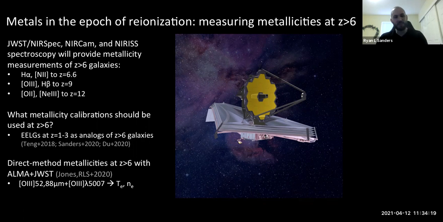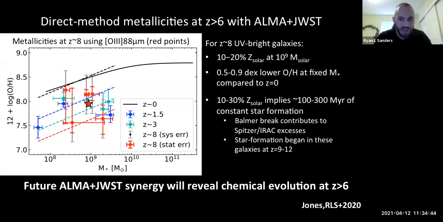But a really exciting prospect is that we can actually do direct temperature-based metallicities at redshift greater than 6 by combining ALMA and JWST. In particular, you can combine this oxygen-3 88 micron line that's been detected for several sources at redshift 6, 7, and 8 with the rest optical oxygen-3 line as measured from James Webb to infer the electron temperature and get these direct method metallicities. And so we wrote a paper on this recently at UC Davis, led by Tucker Jones.